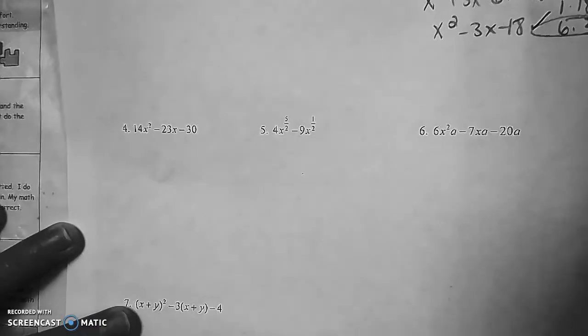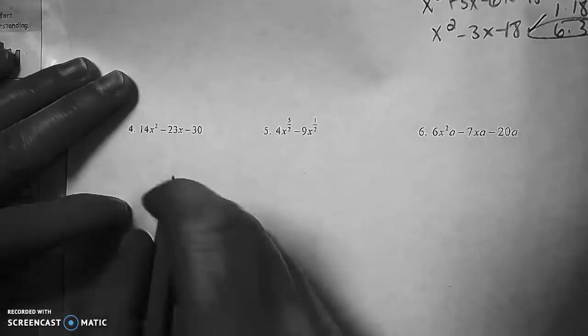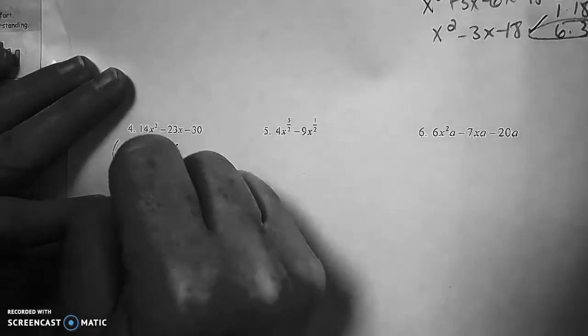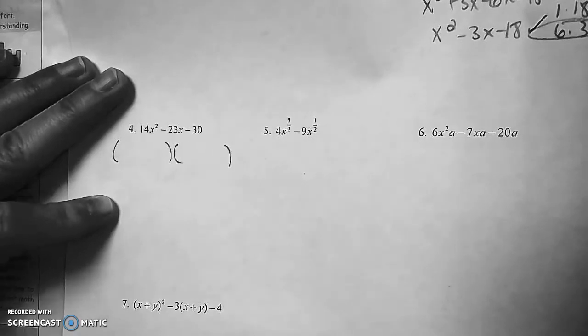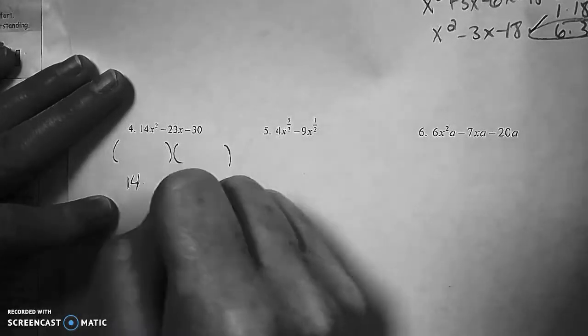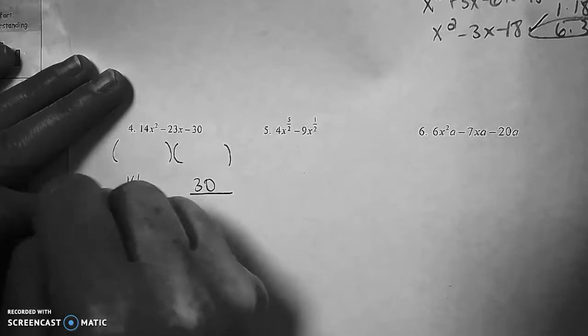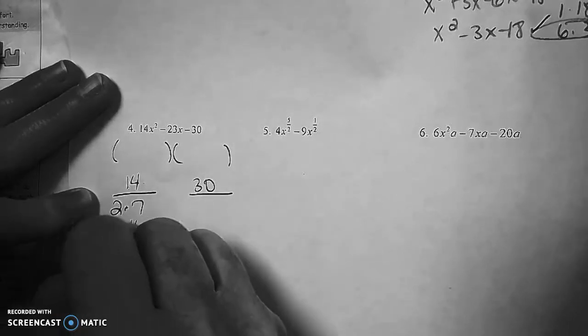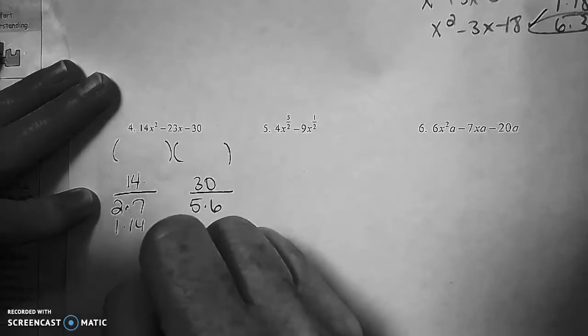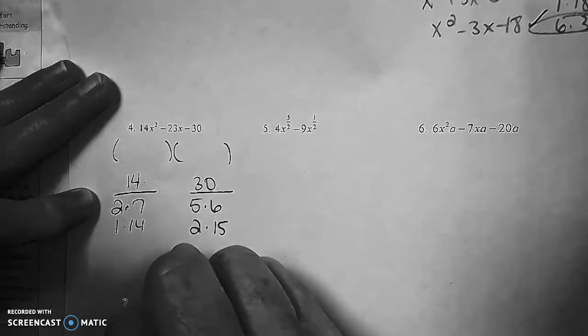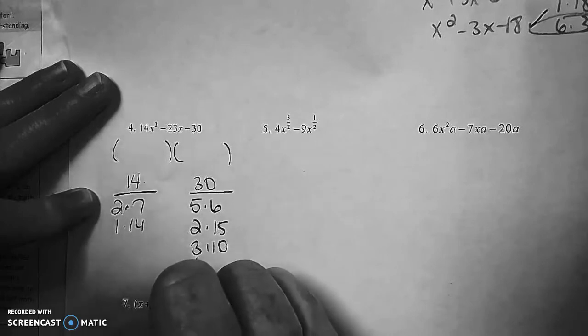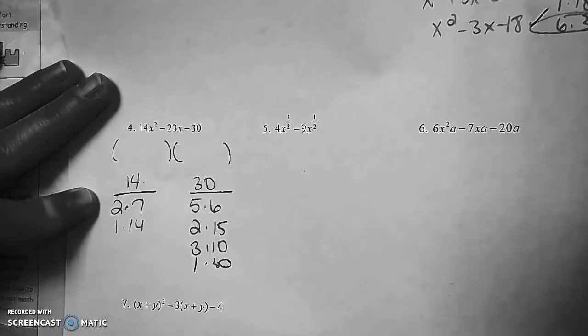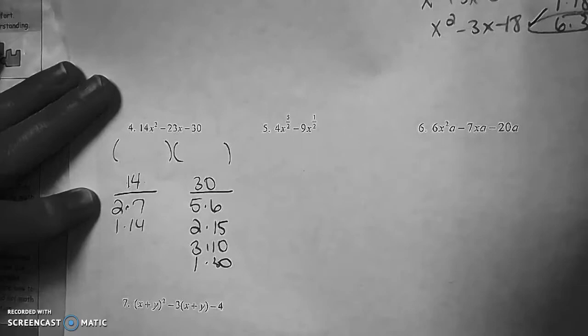Moving on to number 4. Once again, I look to see if there's a GCF, and there isn't. It has 3 terms, so I'm looking at trial and error. This time I'll need factors of 14 and factors of 30. So 2 and 7, 1 and 14. 5 and 6, 2 and 15, 3 and 10, 1 and 30. I need some combination that will result in 23 in the middle.